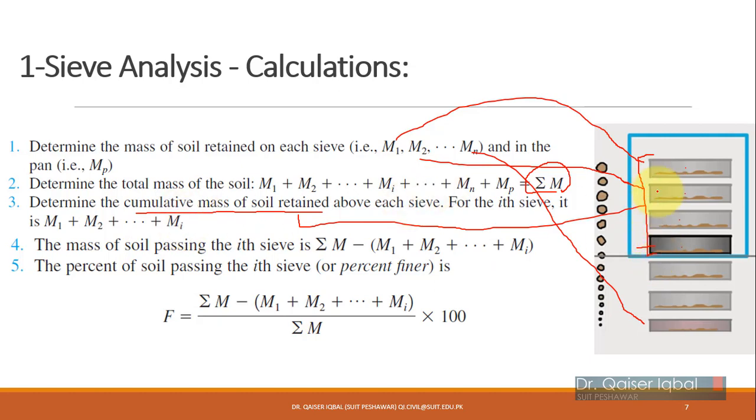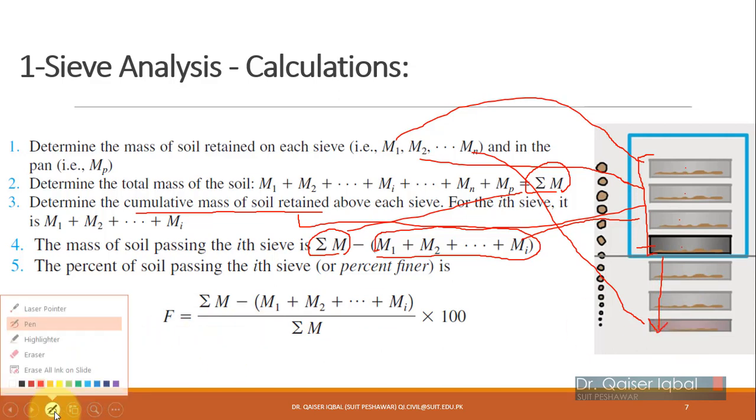This is all the mass of particle sizes greater than the opening of this sieve. So that will be the cumulative mass retained, and we want to determine how much mass has passed through this sieve, which is known as percent finer. For that we need to subtract the cumulative mass retained from the total mass. Total mass minus the cumulative mass retained will give you the cumulative mass passing.